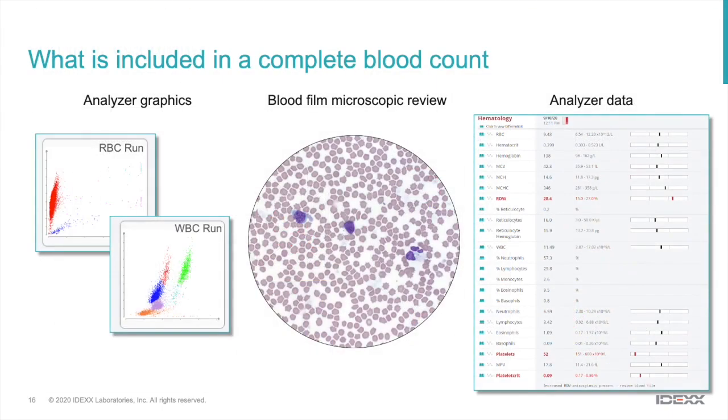We need a paradigm shift in how we approach the CBC. We must learn how to use the graphics to first confirm the numbers that are reported, and also use the graphics to help us potentially identify morphologic abnormalities where a blood film review must be made. Then we can look at the data. So first graphics, then potentially a blood film, and then the data themselves.